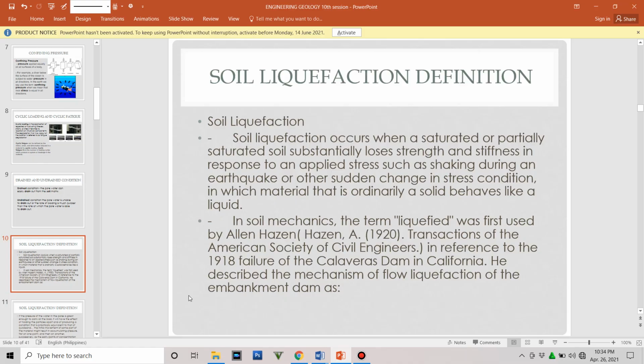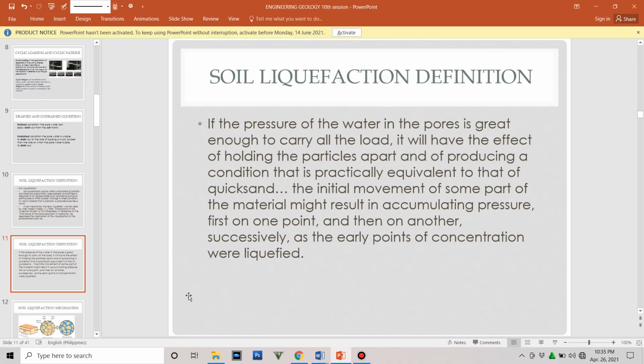In soil mechanics, the term liquefied was first used by Allen Hazen in 1920. Transactions of the American Society of Civil Engineers. So this is the reference. So 1918 failure of the Calaveras Dam in California. He described the mechanism of liquefaction of the embankment as, okay.